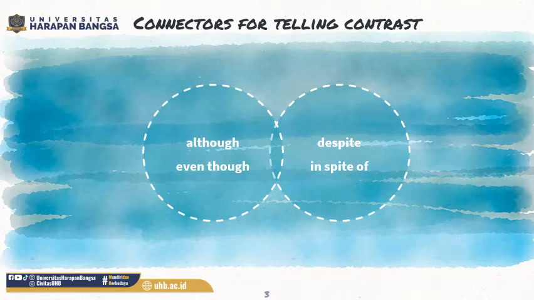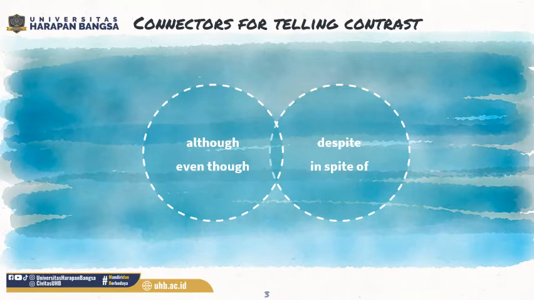Repeat after me together ya. Coba kita ulang bersama-sama. Although, even though, despite, in spite of. Good. So all of these four conjunctions or connectors have similar meanings. Jadi keempat kata hubung ini memiliki makna yang sama ya. Dalam bahasa Indonesia kita bisa bilang walaupun atau meskipun.